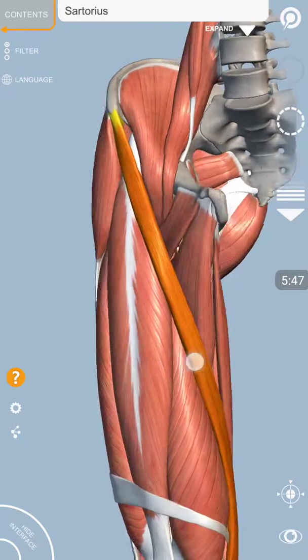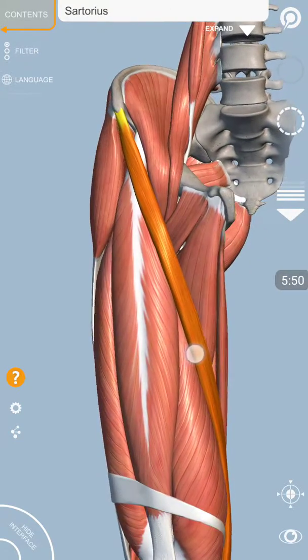So this was about the boundaries of femoral triangle.